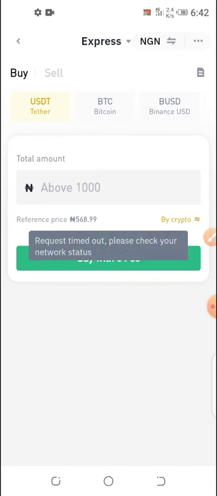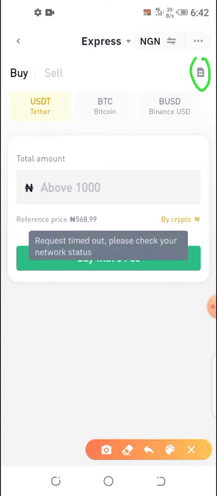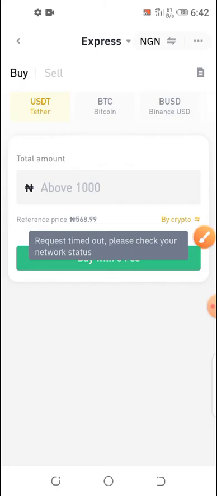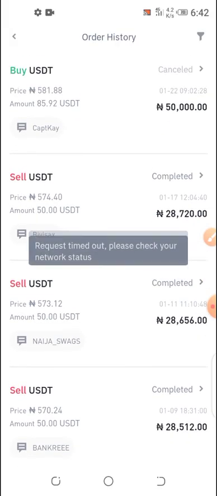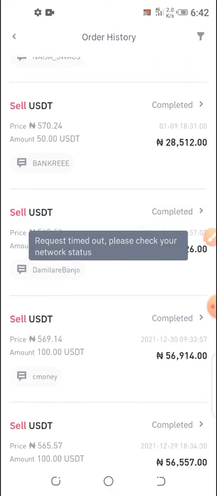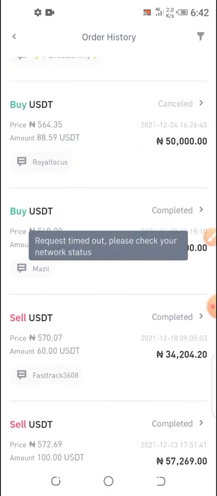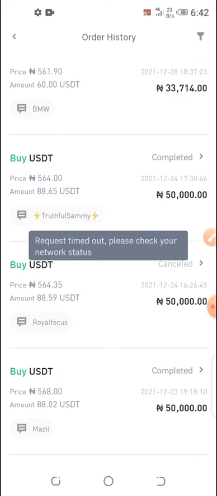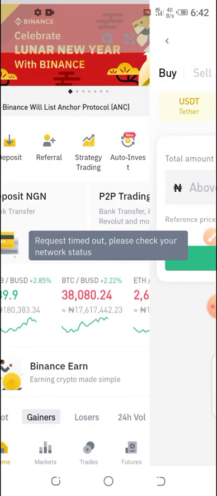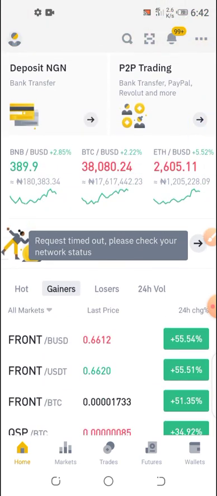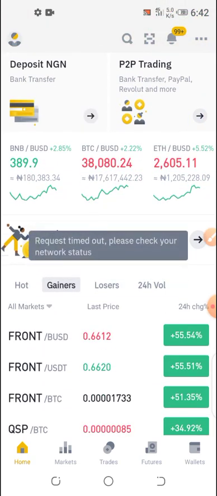So you can always, when you come to the P2P page and you want to know your history, you want to see it, you click on this small icon here to show you all your previous order history. So you can see mine: buy, sell, sell, buy, sell, and all that. It shows you all that you have done, for you to keep track of it. So that generally is a nutshell of the Binance app, how to buy and sell using the P2P platform.